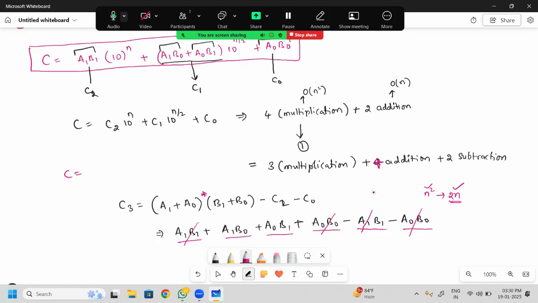So capital C equal to, I won't change C2 into 10 to the power of n plus, C1. I am going to replace this C1 with this C3. So C3 into 10 to the power of n by 2 plus C0. This is the equation to perform large integer multiplication. Now I need to prove how much time this large integer multiplication will take.